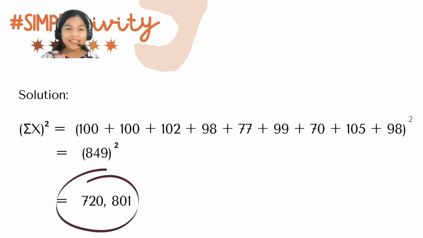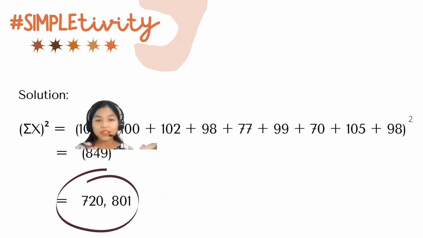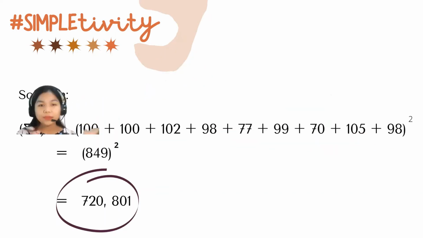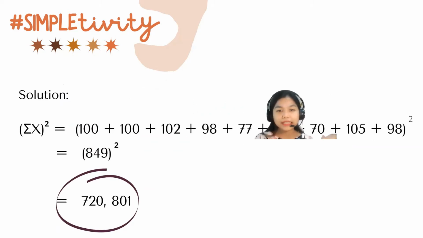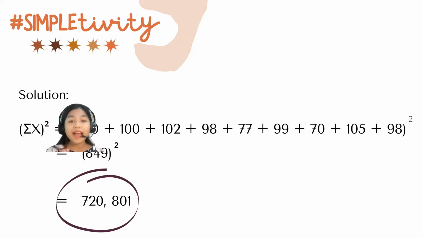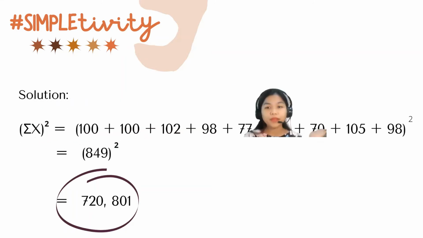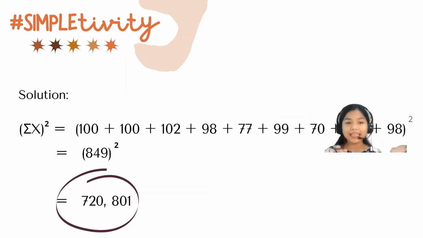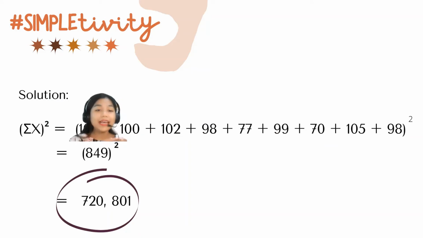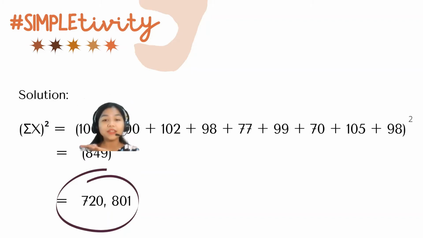Now let's try this hashtag Simpletivity. So we have here different values of x: 2, 4, 6, 8, 9. We have 9 different values of the array, which is x. The first value of x is 100. And the last value of x is 98. So we are tasked to get the square of a sum of the 9 values of x.